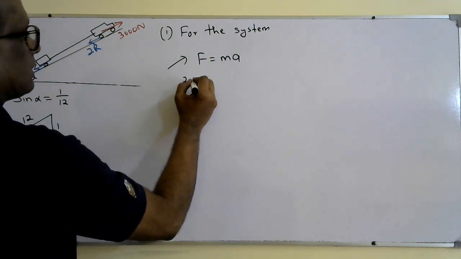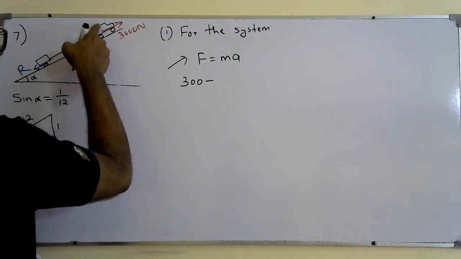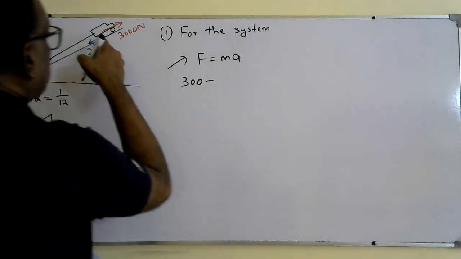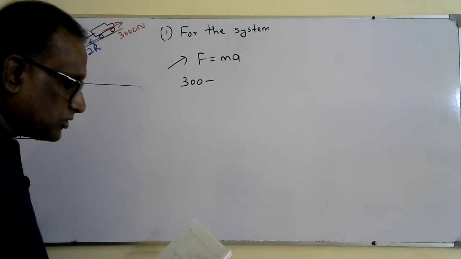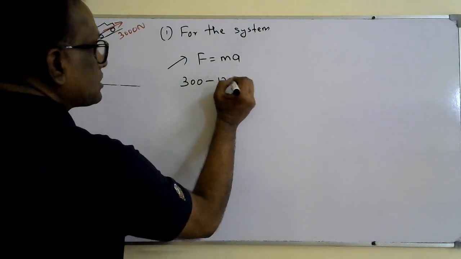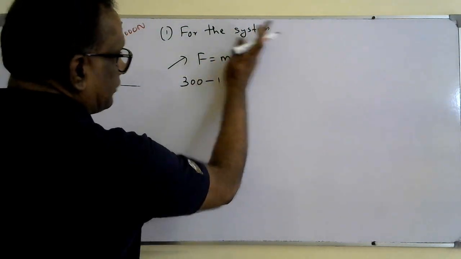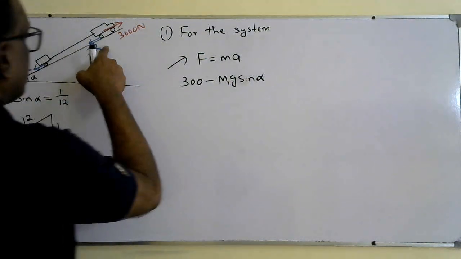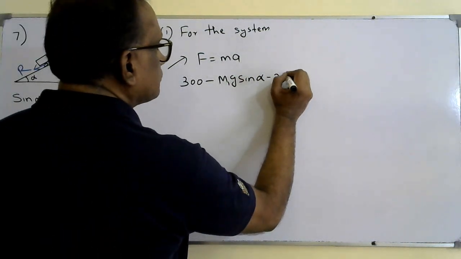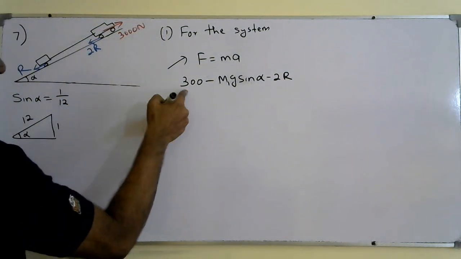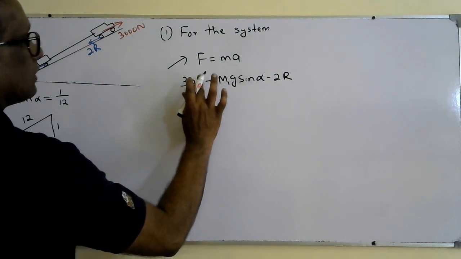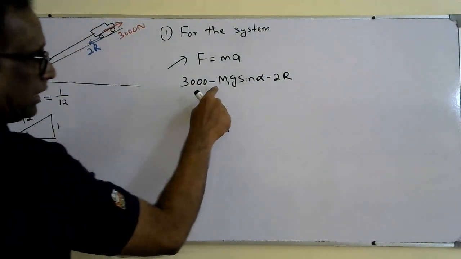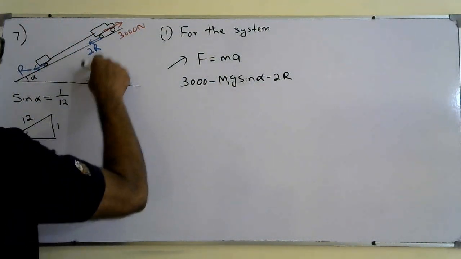So this is 3000 minus its component of weight along the slope down, that is mg sine alpha. So the mass of that is 1200 kilogram. So that is 1200 into, I'll write first, m1g sine alpha minus 2r. 3000 acting up. So I'm taking F equal ma upward direction, 3000, not 300, 3000. The component of the weight along the slope down, m1g sine alpha, minus 2r. That is for this one.